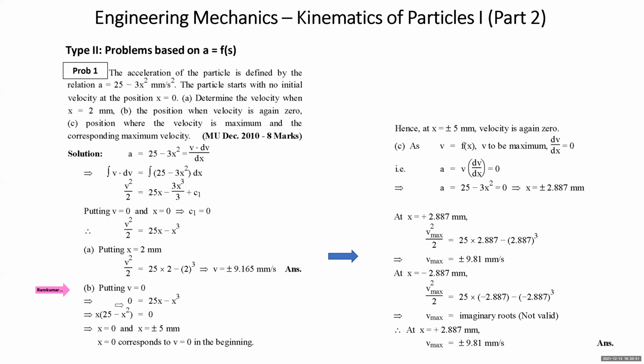Second part, he is asking you to find out the value of x when v is 0. Put v is equal to 0. 25x minus x cube is 0. Solve it. You get x equal to 0 or x equal to plus minus 5.